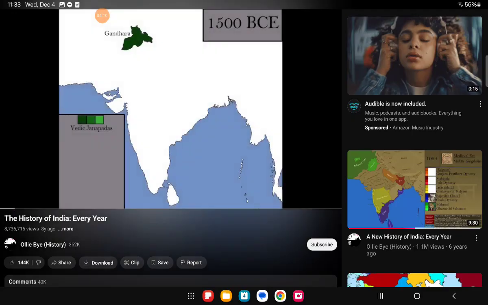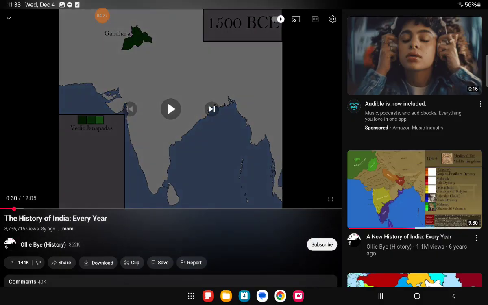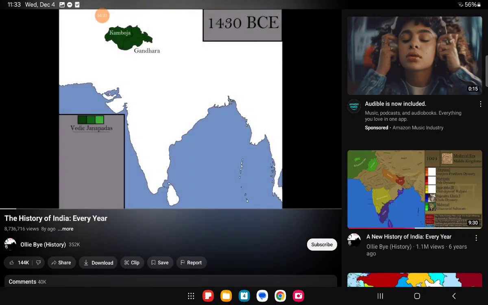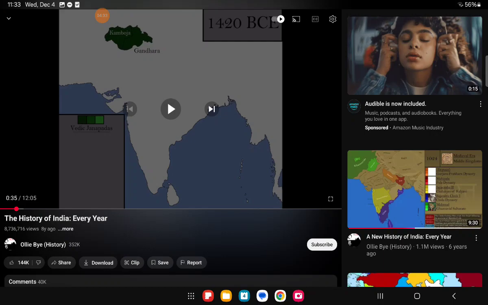So this is the Vedic Janapadas. This one is called Gandhara, appearing in 1500 BC, and I think that might be around where Punjab or Himachal Pradesh is. Then again, I'm having to eyeball this on this map. Now we have Gandhara and Cambodia.